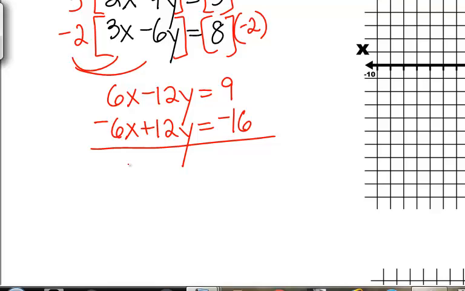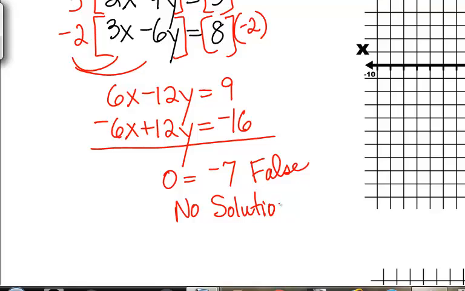Now, eliminate the x's. Just add. The x's are gone. The y's are gone. Oh, wow. 0 equals -7. Nope, false. If you get a false statement, no solution, but what kind of lines are they? Parallel, right? These are parallel, so it tells you, before you ever graph it, you're going to have parallel lines.